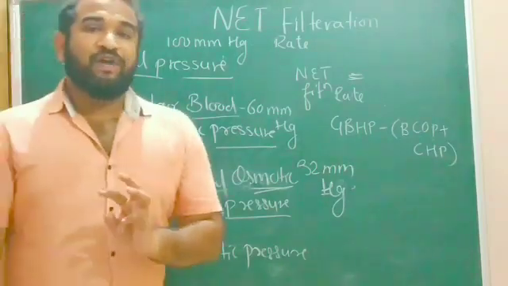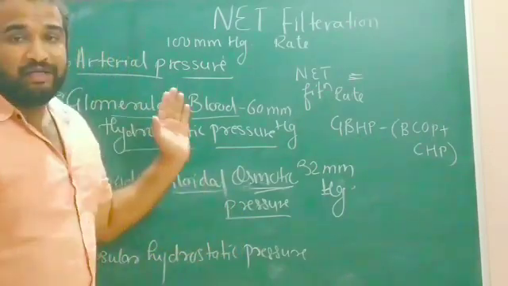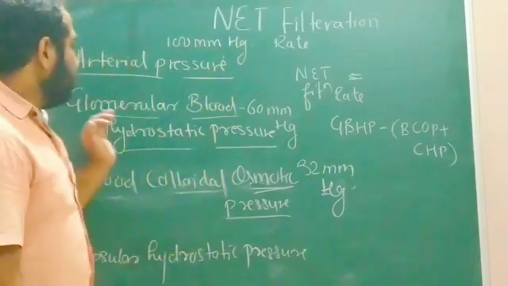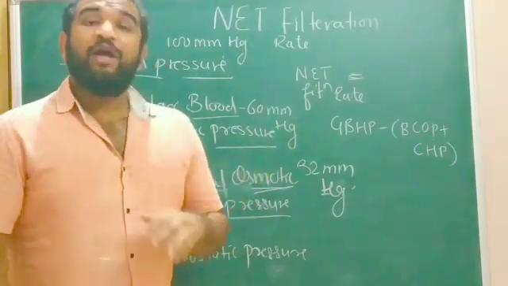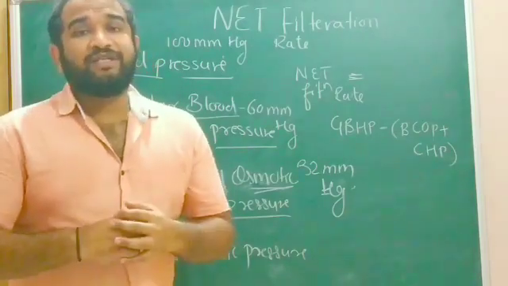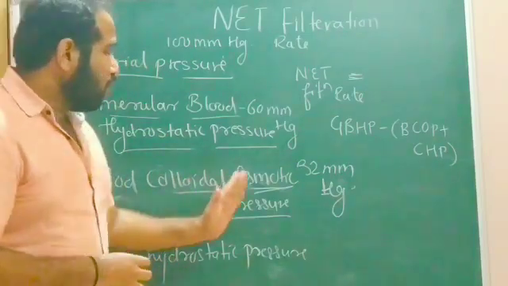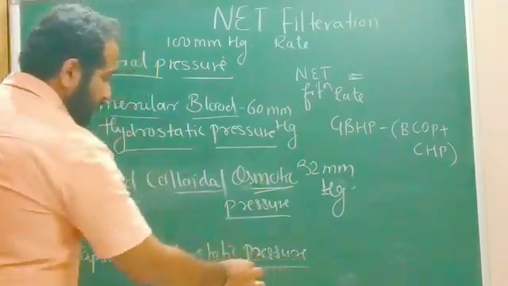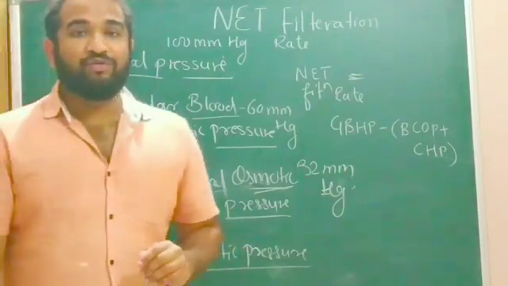So three pressures we have studied. One is the pressure by which the blood comes into the glomerulus from the arteries, called the arterial pressure, which is 100 mm of mercury. Then in the glomerulus the blood exerts a pressure of 60 mm Hg. Opposing this is the pressure exerted by the proteins which cannot be filtered, the blood colloidal osmotic pressure, which is 32 mm Hg. The last pressure that remains is the capsular hydrostatic pressure. That we have to study now.